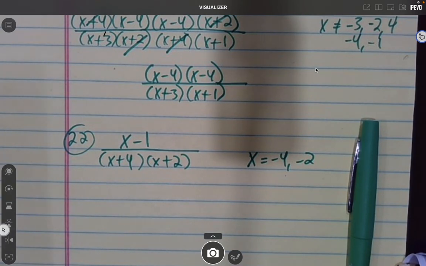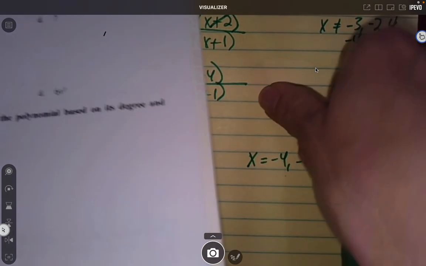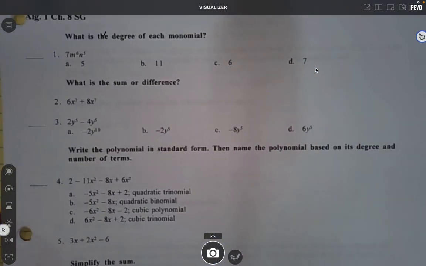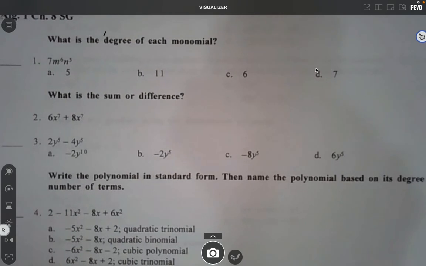So let's go through these, and we have how many questions? 26. Is that how many y'all have? Because mine has 32, but I think I took the back ones off. All right, so let's just go through this. I think we can finish it. It'll go in the same order on your test.